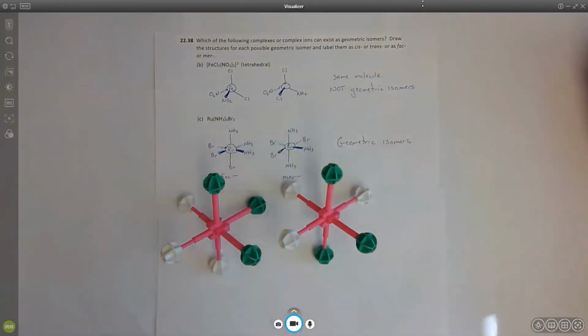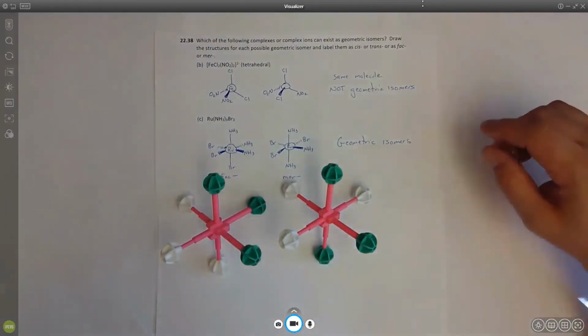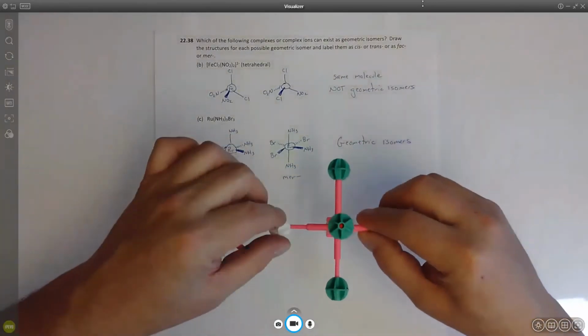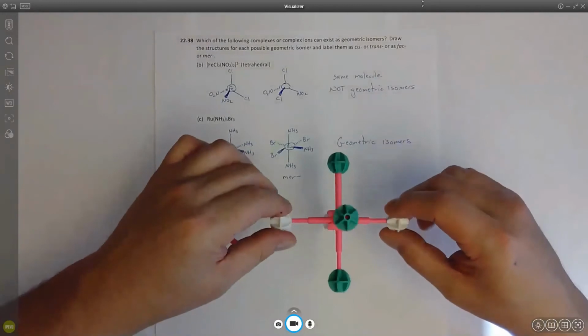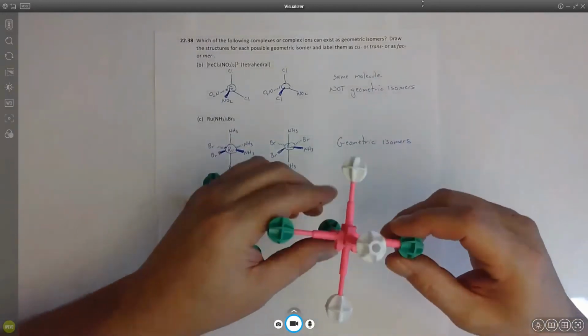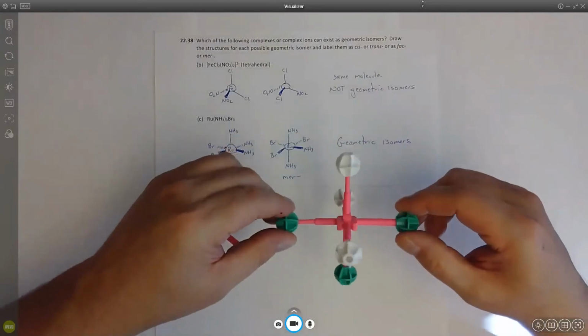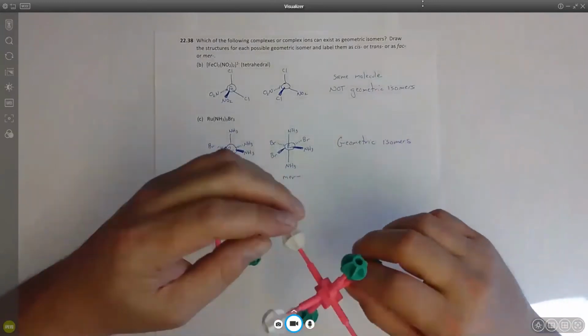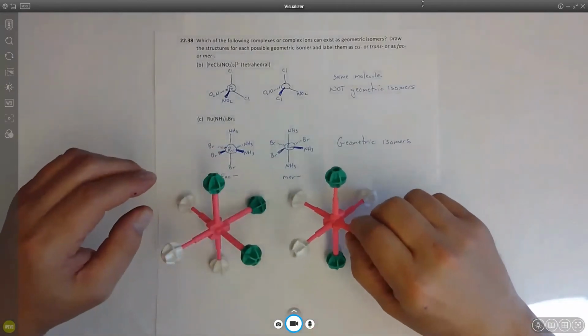Now, how do we tell the difference between the two? Well, in the MER, they're all in the same plane. So in other words, if we look at this, we can see that the three ammonia are all in the same plane, right? And in fact, if we rotate the molecule like this, we can see that all the bromine are actually in the same plane as well. And so that is going to be our MER.